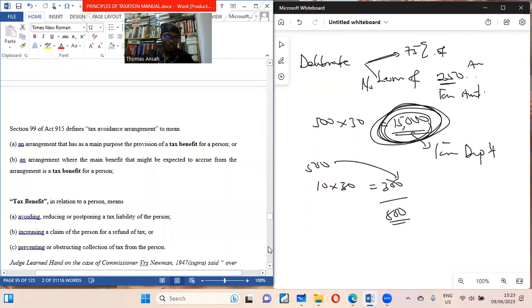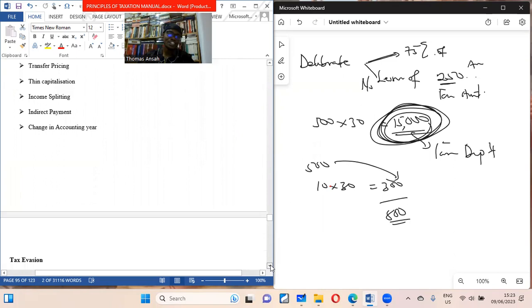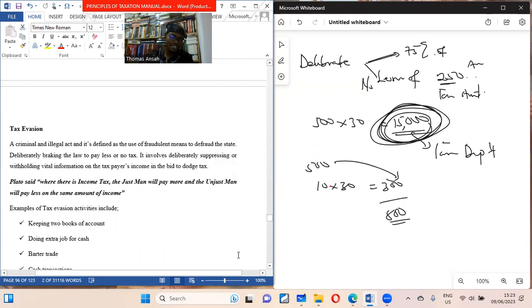But tax evasion is when you use criminal ways. That one is called breaking the rules. You are using unjust means to not pay tax.